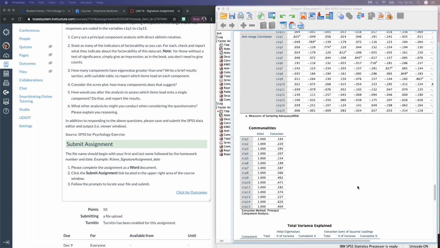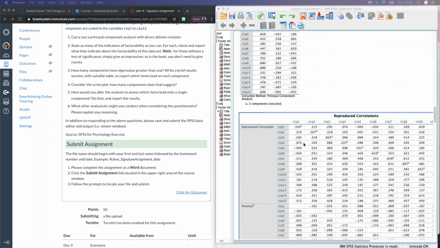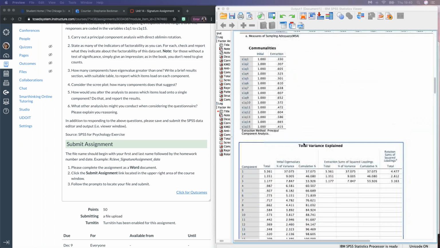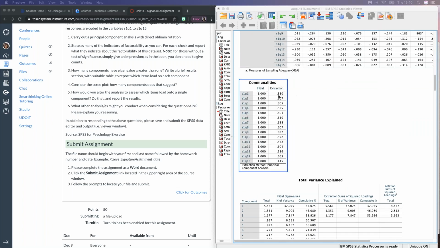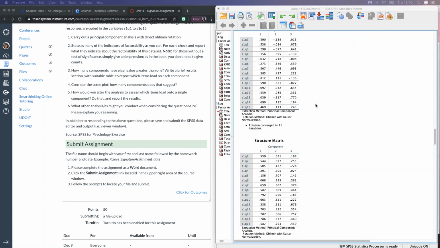So we can see here, though, that our correlation numbers have changed. This is not the same as before. So if we look at our S1Q1, this time only 19.3% can be accounted for, whereas the first time it was 33.0. So that's where our first real big changes come in.